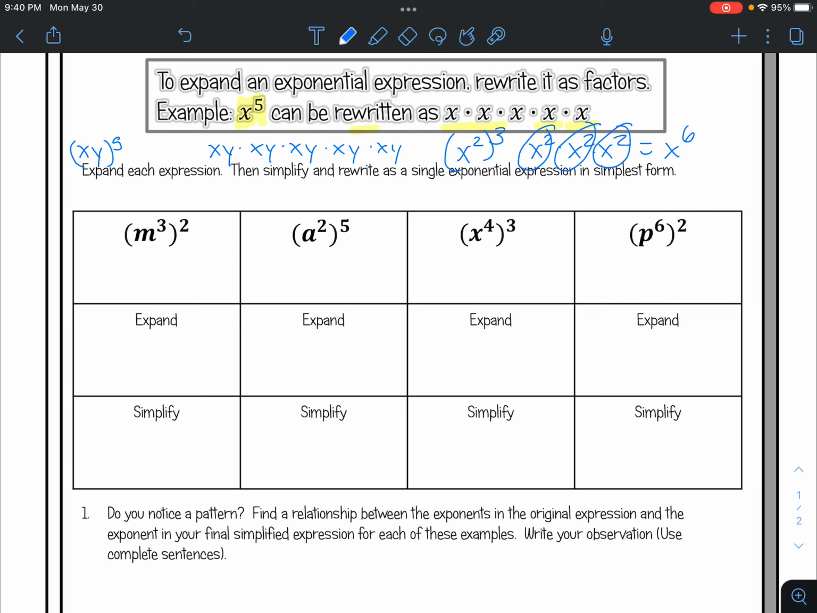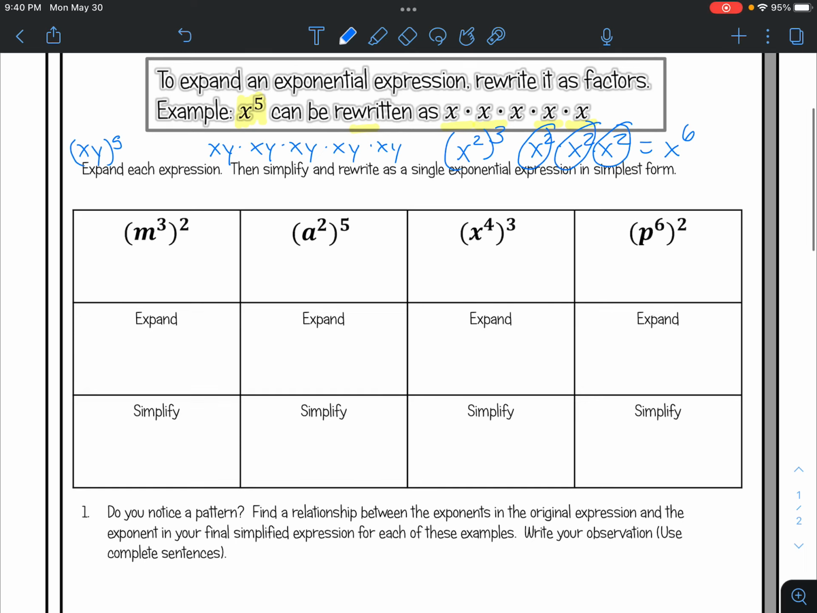So I'm going to do the first one with you, and then I want you guys to pause the video and do the rest. So m to the third to the second expanded would be m to the third times m to the third. When we condense it or simplify it again, that would be m to the sixth, because we have 3 m's here and 3 m's here. You guys pause the video and try the rest.